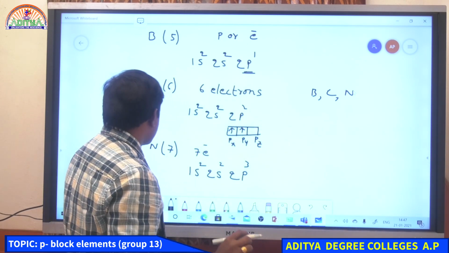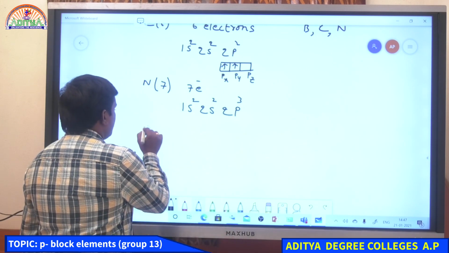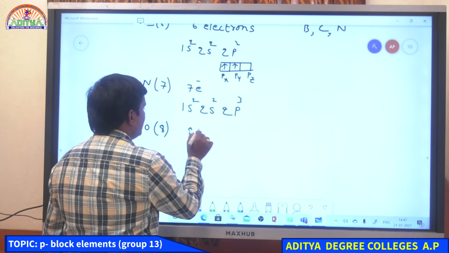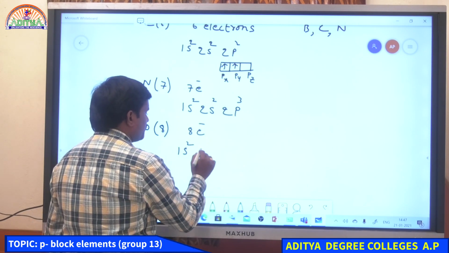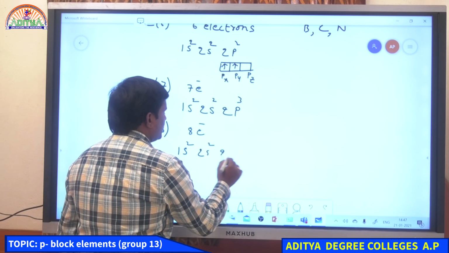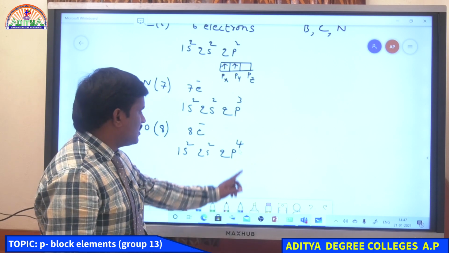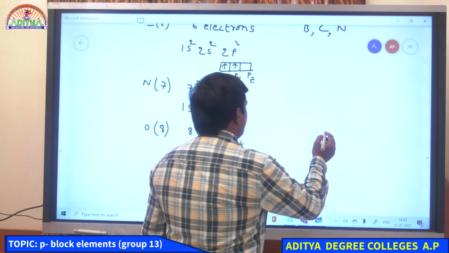Next again for oxygen, atomic number is 8. Therefore, it has 8 electrons. Hence, the electronic configuration is 1s2, 2s2, and 2p4. Again, the last electron enters into p orbital. Therefore, oxygen is also a p block element.